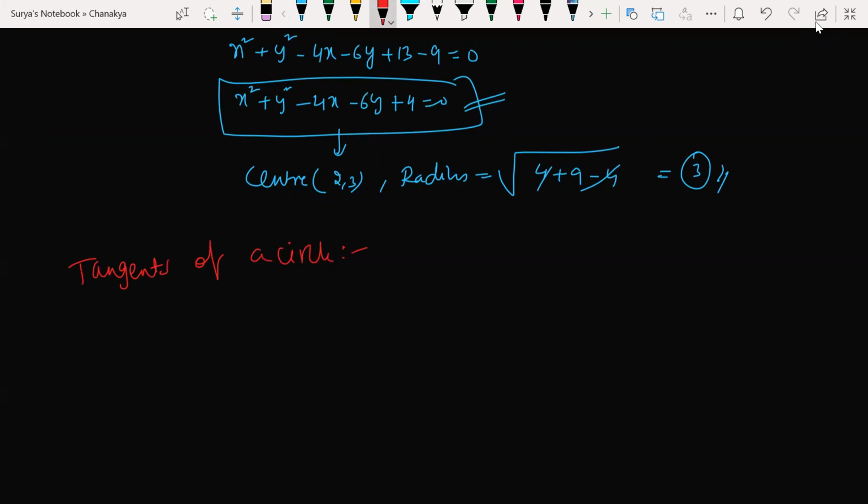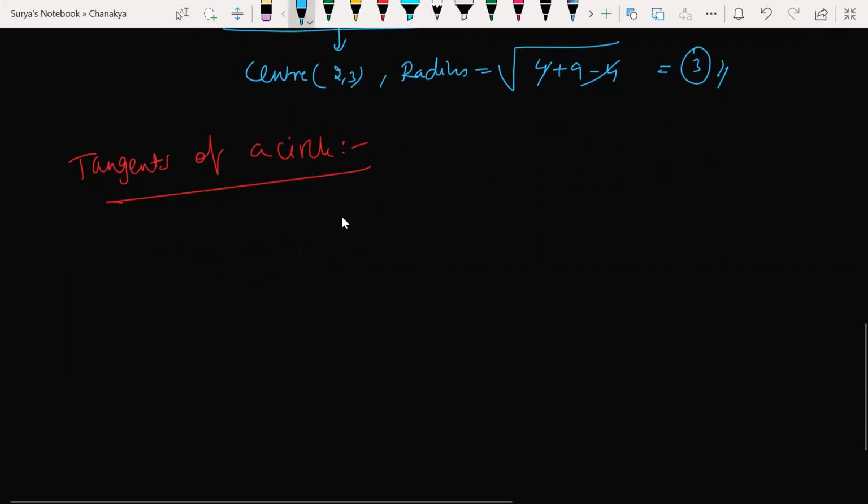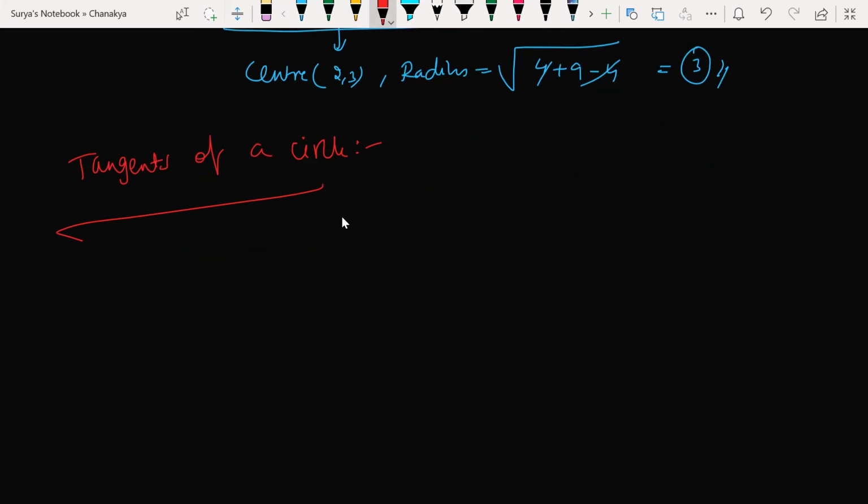Tangents of a circle. Basically, tell me, yes, tangents of a circle is a topic. You might have learned in 10th standard, I'm sure you might have learned in 10th standard, the topic called tangents. All right. Topic called tangents.